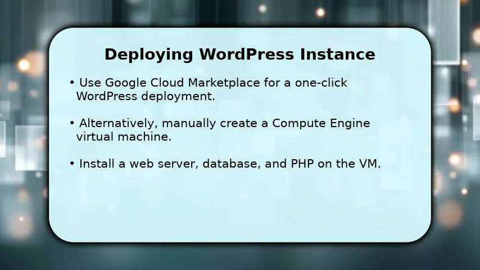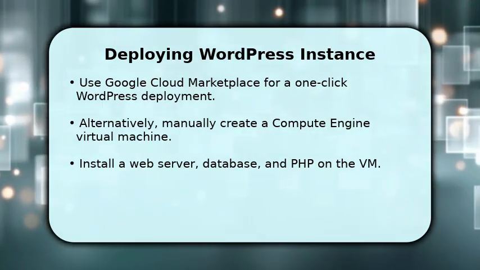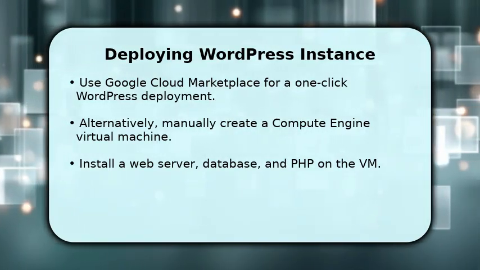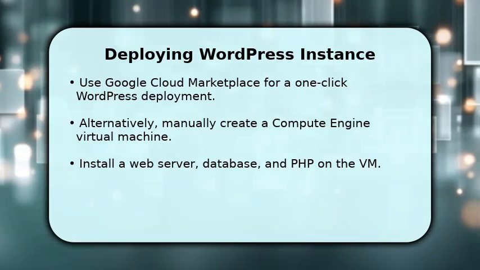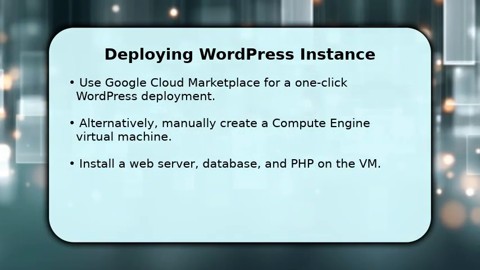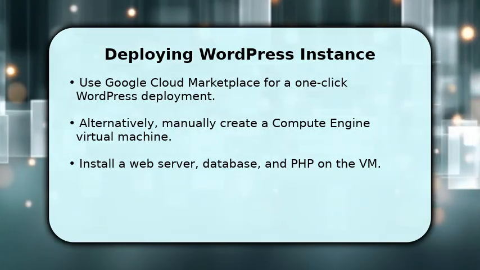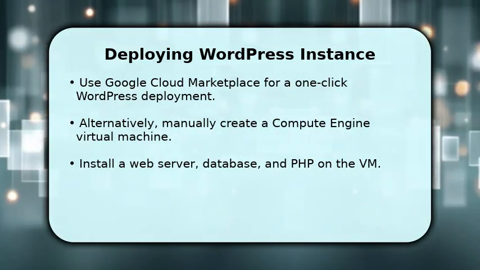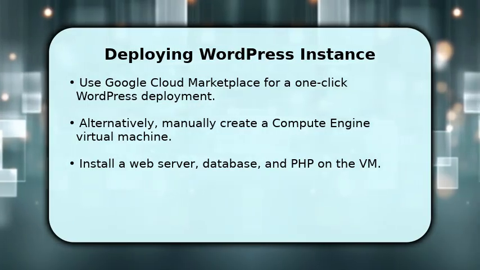Now, let's deploy WordPress. The easiest method is using the Google Cloud Marketplace, which offers a one-click solution for WordPress. This automatically sets up your virtual machine, web server, database, and PHP. Alternatively, you can manually create a Compute Engine virtual machine, install Apache or Nginx, MySQL, and PHP, then download and configure the WordPress files yourself. This gives you more control over the environment.